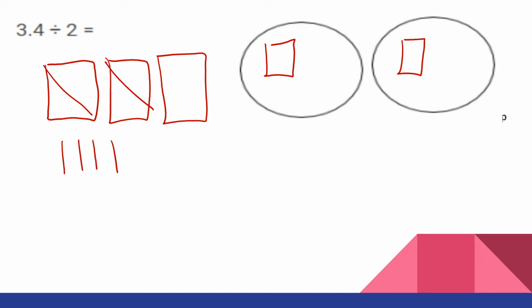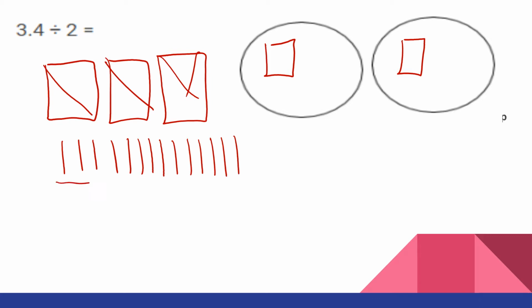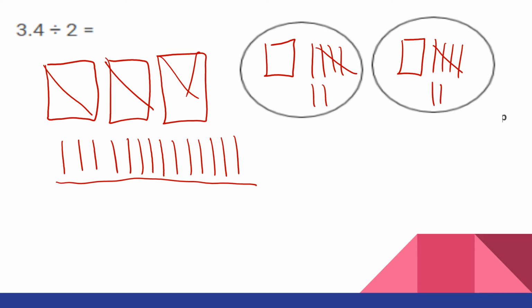Can't divide that up, but I can take this whole and change it into 10 tenths. 1, 2, 3, 4, 5, 6, 7, 8, 9, 10. Now I have 14 tenths. 1, 2, 3, 4, 5, 6, 7, 8, 9, 10, 11, 12, 13, 14. All my tenths are gone, so I have 1 whole and 7 tenths.